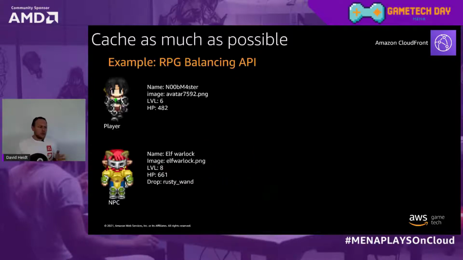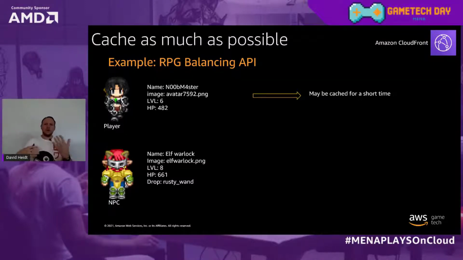Let me explain that a bit when we look at, well, I made this up, but an RPG balancing API. So let's say you have a multiplayer RPG game and you run this globally, you distribute it globally. And there are certain things that might be cached when we, for example, look at the name of a player or the avatar image of a player. This certainly does not change every second. So you can probably cache it for a minute or two, maybe even 50 or 20 minutes. This will already offload a lot of the work from your origins.